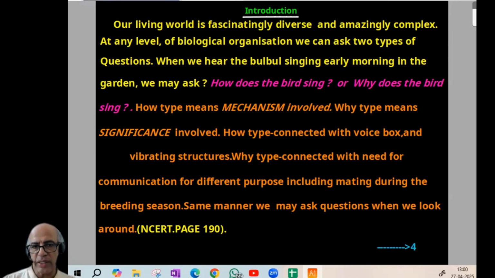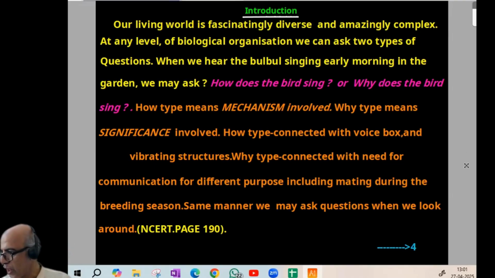So how type answer we can provide, connected with the voice box and vibrating structures. Why type answer is connected with the need for communication for different purposes, including mating during the breeding season. So there is a purpose for it. In the same manner, we may ask questions when we look around. That is what NCERT has given on page number 190. I think the page is clear.